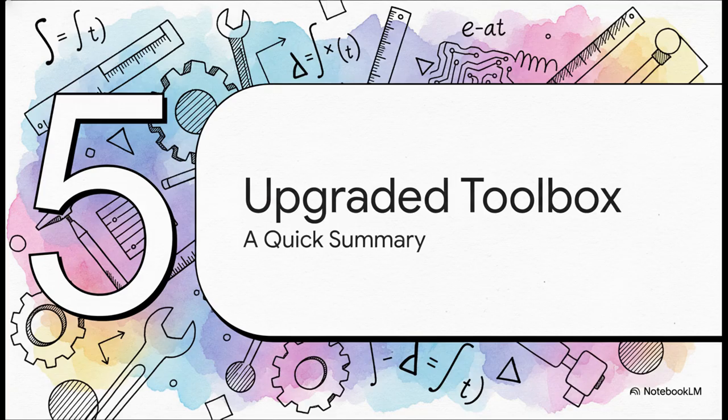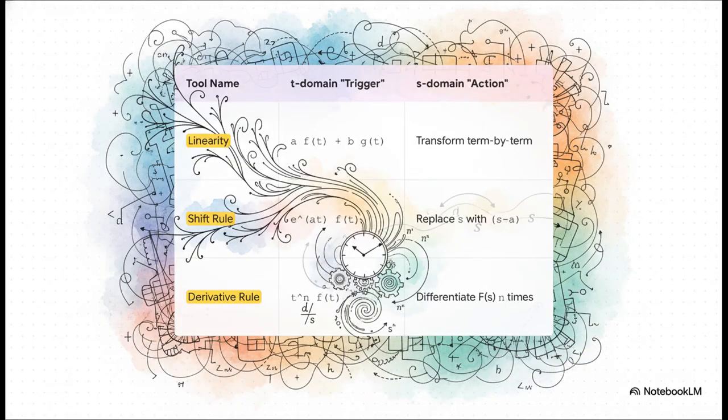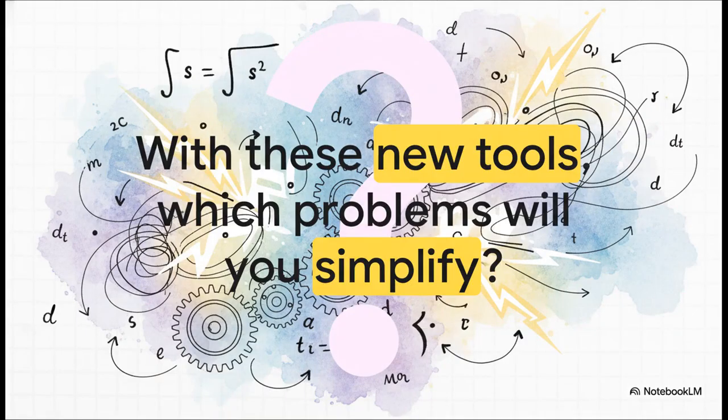Let's do a quick recap of our upgraded toolbox. Seriously, think of this slide as your new go-to guide. It's all about pattern recognition. When you see a sum of functions in the t-domain, that's your trigger to use linearity. You see a multiplication by an exponential, boom, that triggers the shift rule. And if you see a multiplication by t, that's your trigger for the derivative rule. All you have to do is recognize the trigger in the t-domain and you'll know exactly what action to take in the s-domain.